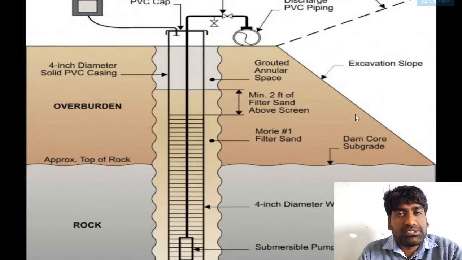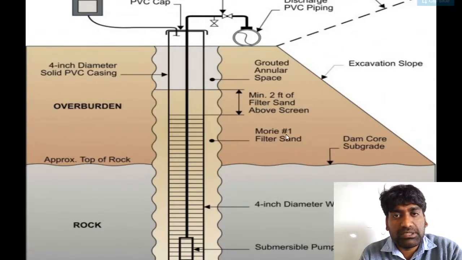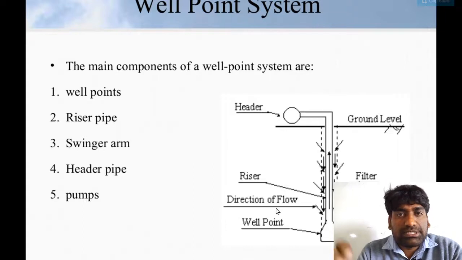So in this figure you can see the pump control box, valve, and approximately existing discharge PVC pipe, grouted annular space minimum 2 feet. These are all the dam core and subgrade. So in this way dewatering is done.